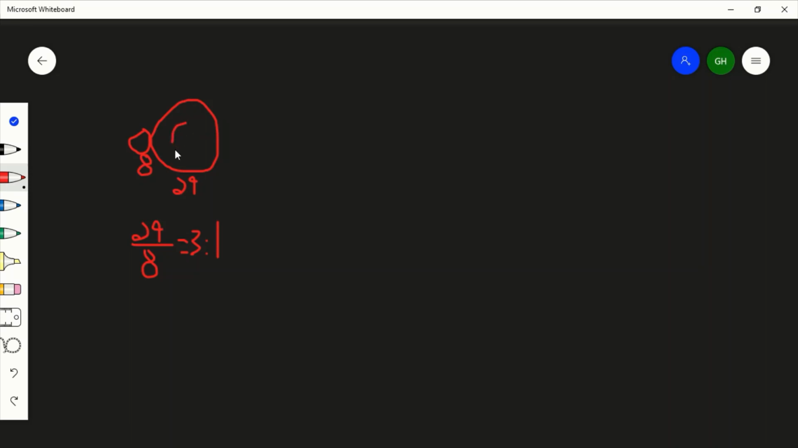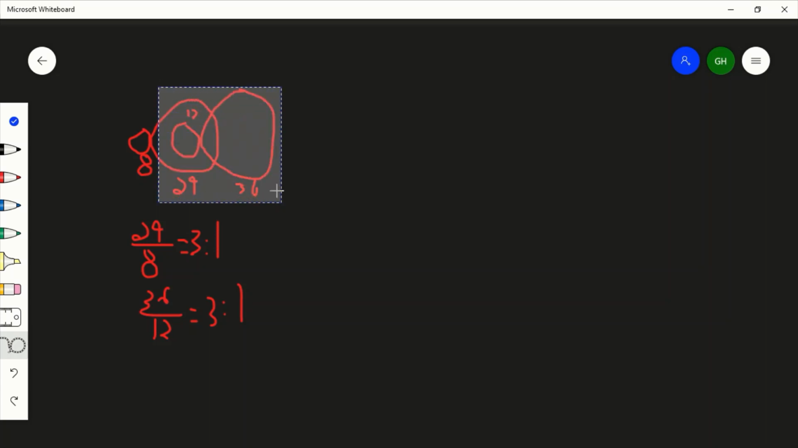Now the smallest we can do is 12, and that's okay. So now that we have 12, I'm going to do 36. That'll be 36 to 12, which is, again, 3 to 1. And then I'm not going to bother with it, but I'll do this setup another time.